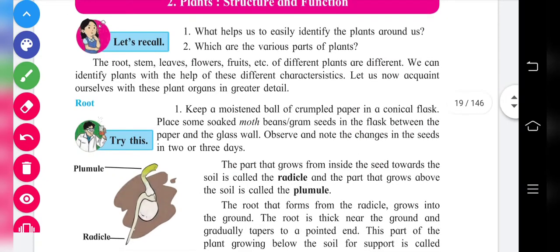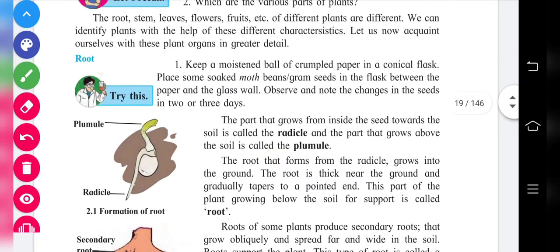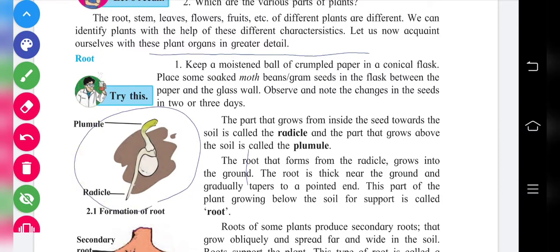Here it is given: keep a moist ball of cotton or paper in a conical flask. Place some seeds, such as moong beans or gram seeds, between the flask wall and the paper. Observe and note the changes in the seeds in two or three days. You can see what happens after two or three days once this procedure is completed.